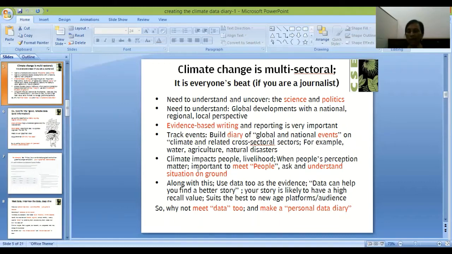Which means everybody has to keep this in mind, that when we talk about numbers, we have to use numbers along with these sources as well. You have to track events, you have to understand people's perceptions, you have to talk to them and understand what is the actual situation on the ground. And yes, now to prove your point further, you would definitely need data as evidence. And that's why this workshop is very, very important for all of us.